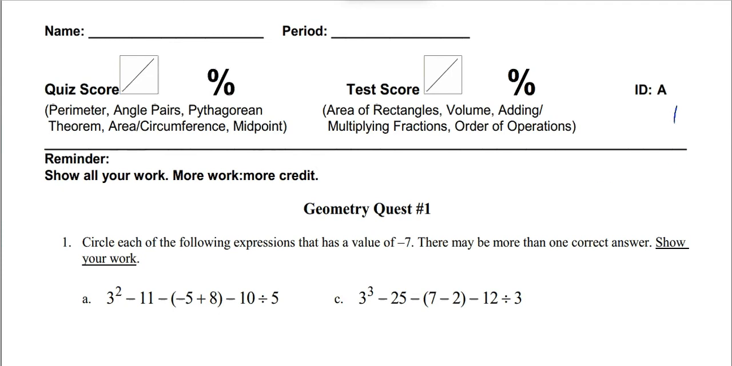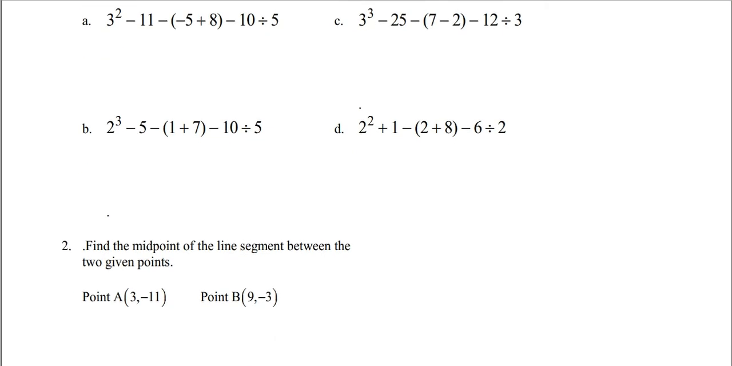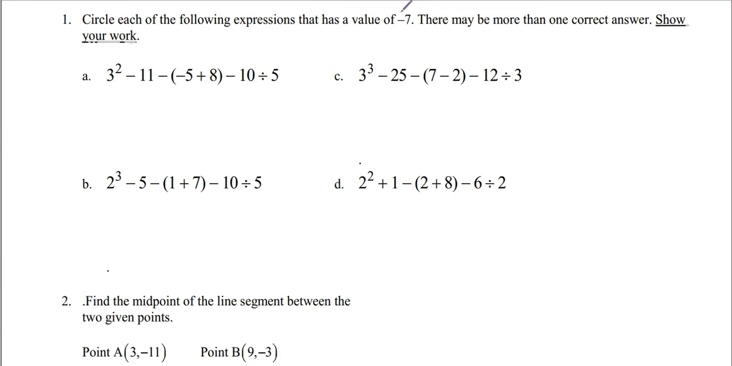Alright, so this is the example video for working out the problems from Geometry Quest number 1. The first one wants us to figure out which of these expressions is equal to negative 7. So let's do that. We're going to have to work each one of these out to figure out which is equal to negative 7. Working the order of operations, I can see the parentheses comes first.